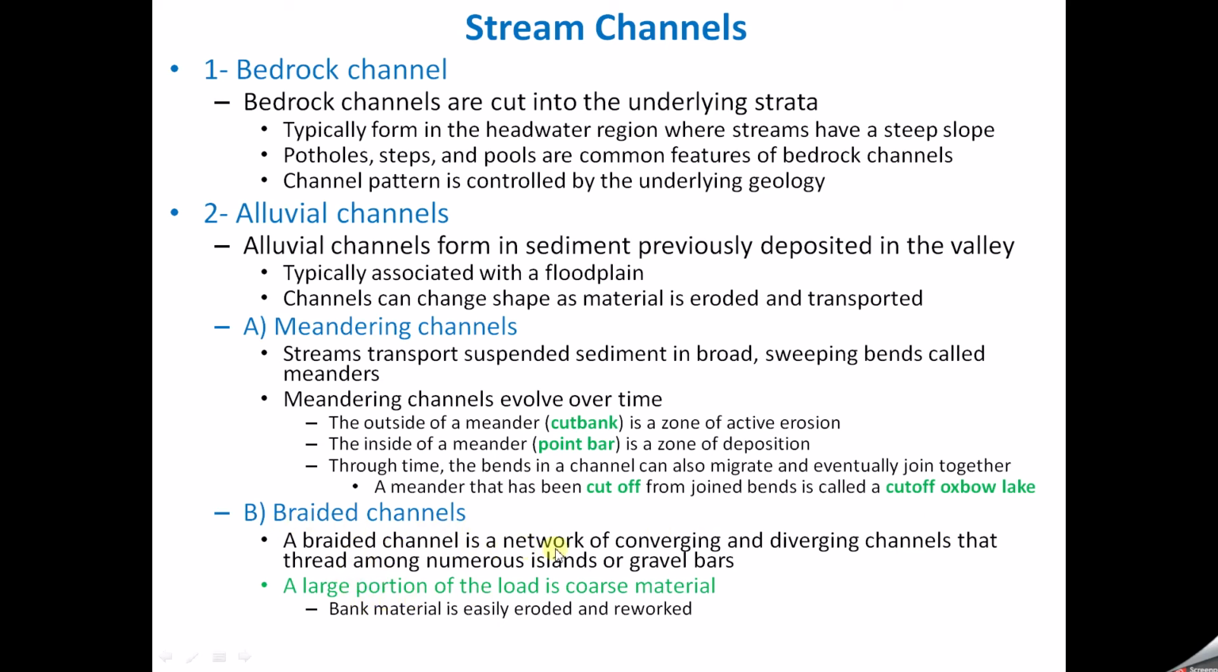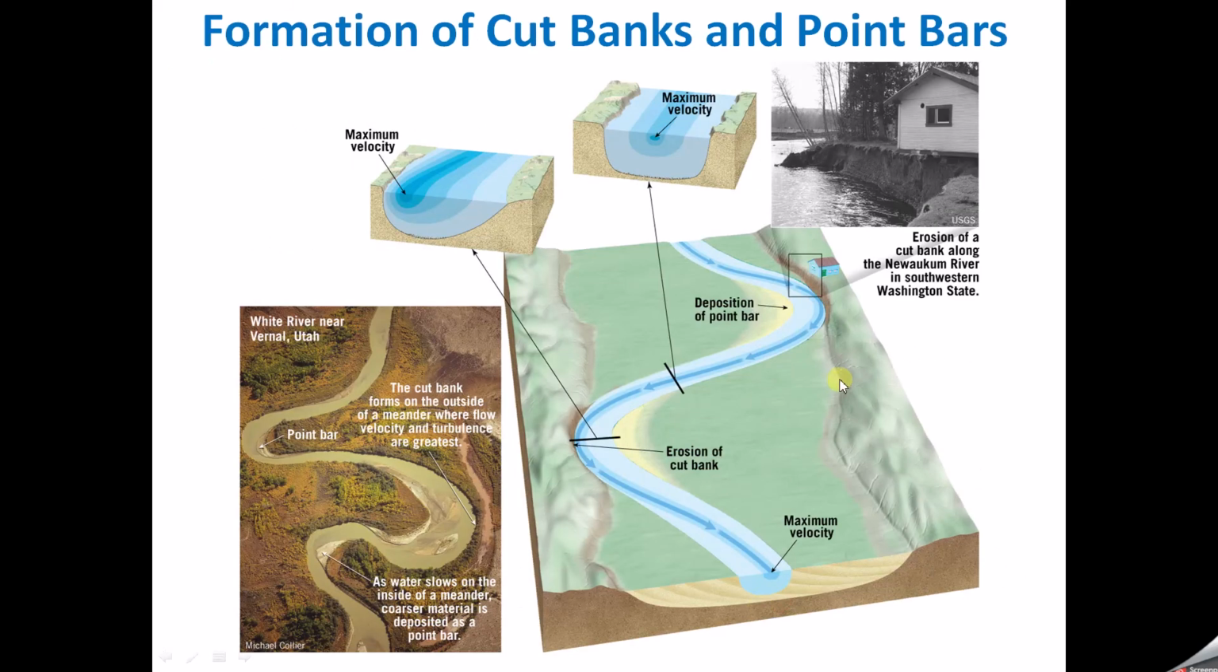A braided channel is a network of converging and diverging channels that thread among numerous islands or gravel bars. A large portion of the load is coarse material. Bank material is easily eroded and reworked. So let's look at the braided stream.